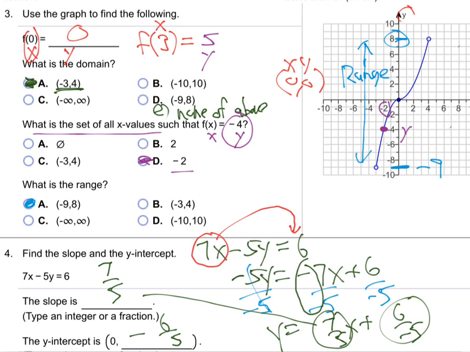Is that good? So when they say find the slope, find the y-intercept, just solve for y. And the slope is the first thing, and the y-intercept is the second thing, just like when we graph. Good. Questions?